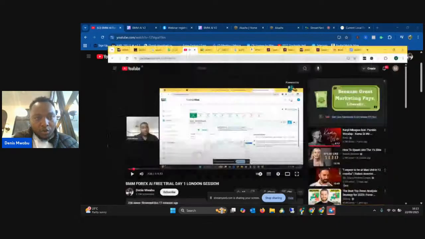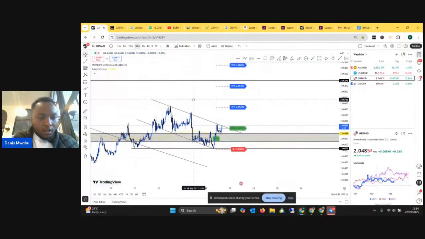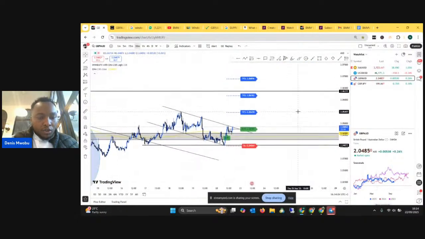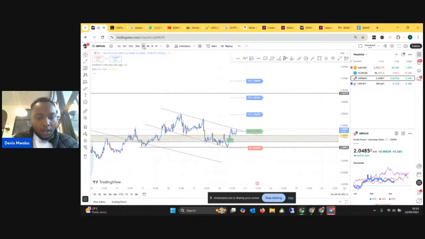Okay, let's jump into New York session. No wasting time. This was a trade that we were looking at during London session. We were able to give this buy in the group, and let's see how it's going to play out.